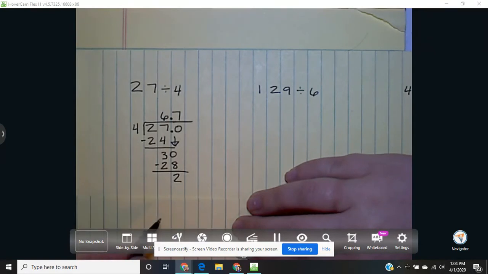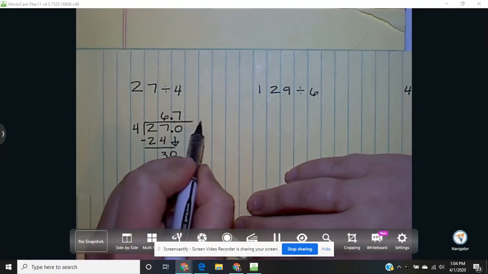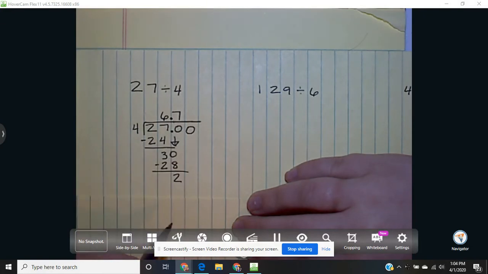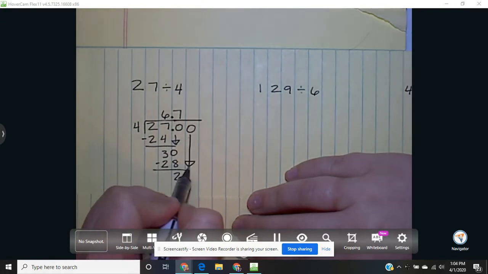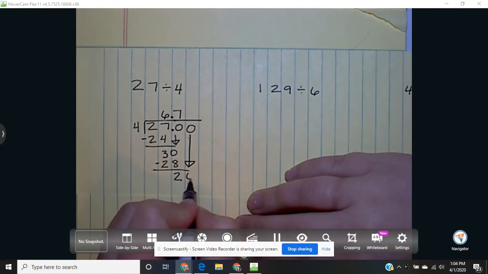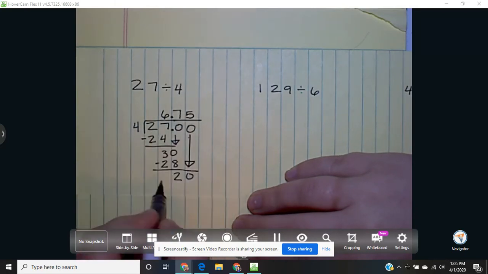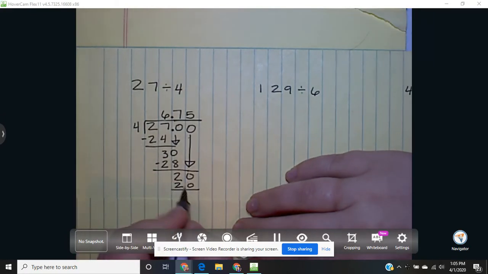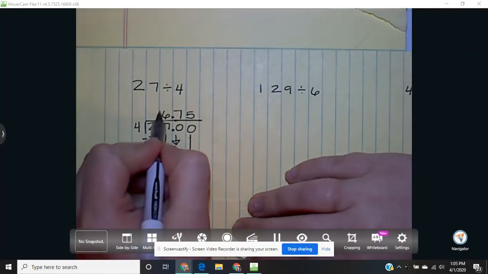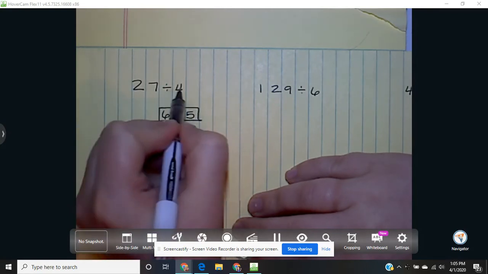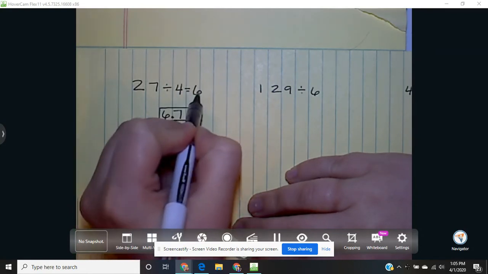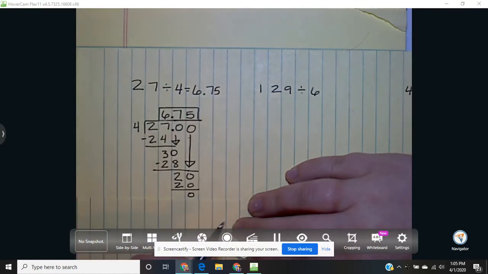I still have a remainder, so I can add another 0. Again, not adding value, but allowing me to divide out a little bit further. When I drop that down, now I'm dividing into 20. And 4 can go into 20 5 times. 5 times 4 is 20. And when I subtract, 20 minus 20 is 0. Now that I have nothing remaining, I have my entire answer. So 27 divided by 4 is 6 and 75 hundredths.